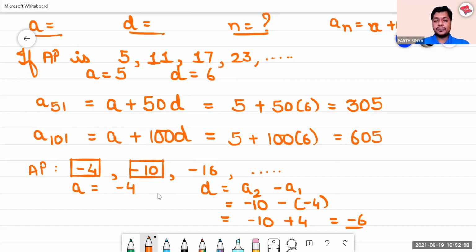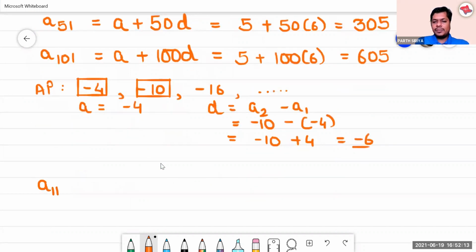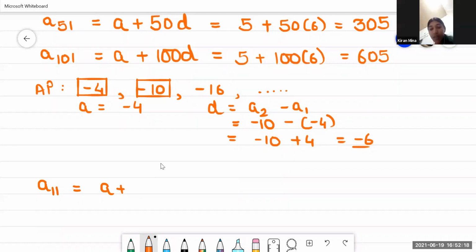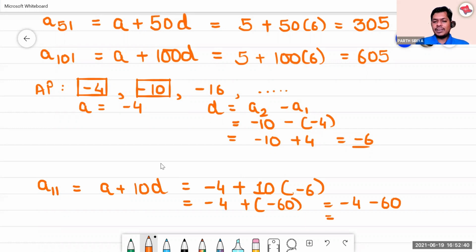Now if somebody asks you, what is the 11th term of this AP? The 11th term would be, what is 11 minus 1? 10. So A plus 10D. Now A is -4, and D is -6. So you will have -4 plus 10 times -6, that is -4 plus -60. Plus minus means again minus. So you'll have -4 minus 60. If both are negative numbers, we add them and keep the sign of the bigger number. So the term will be -64.